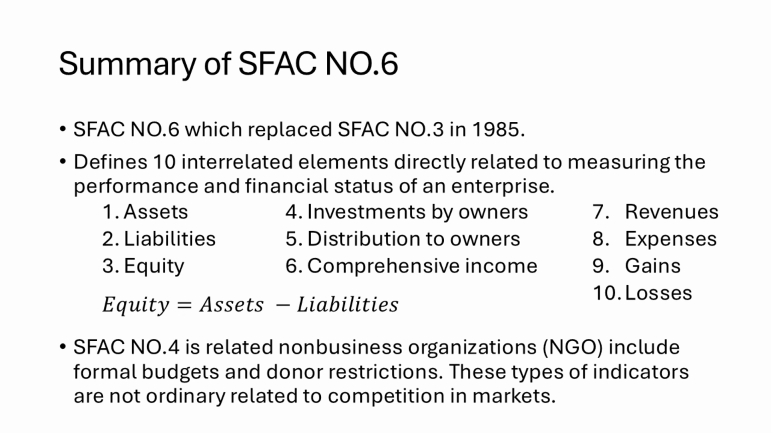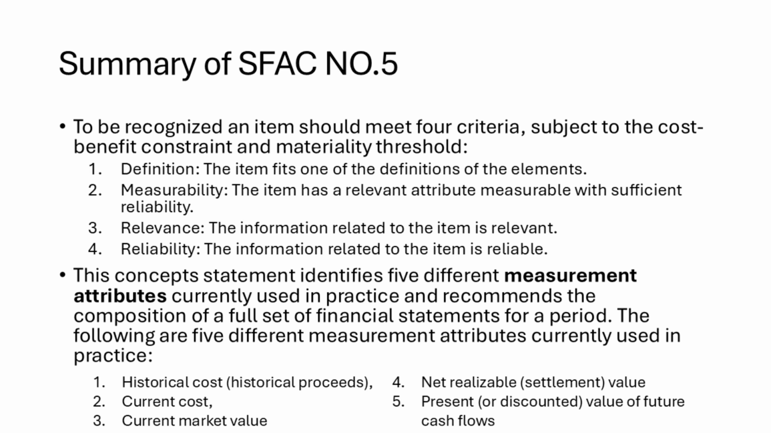SFAC number 5, issued in 1984, indicates that in order to be recognized, items should meet four criteria, subject to the cost-benefit constraint and materiality threshold. The four things are definitions, measurability, relevance, and reliability. The definitions are all written on the slide, so I will not read them again.